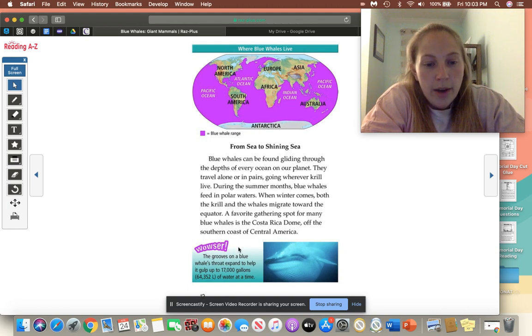America. Wowzer! The grooves on a blue whale's throat expand to help it gulp up to 17,000 gallons of water at a time.